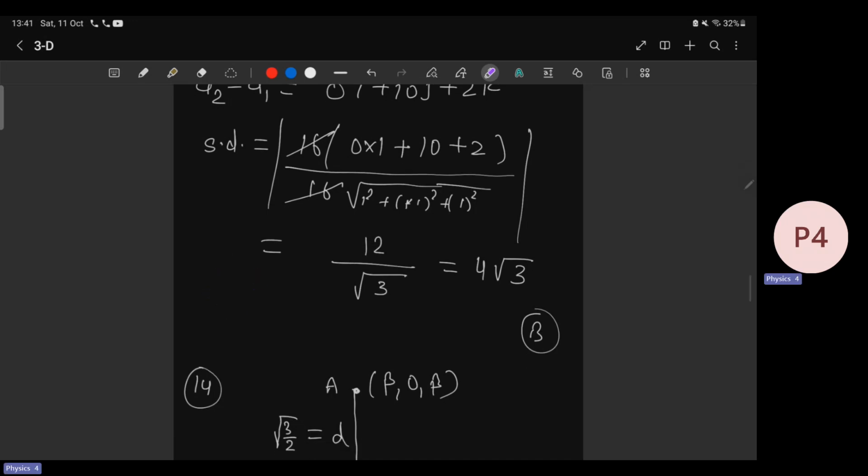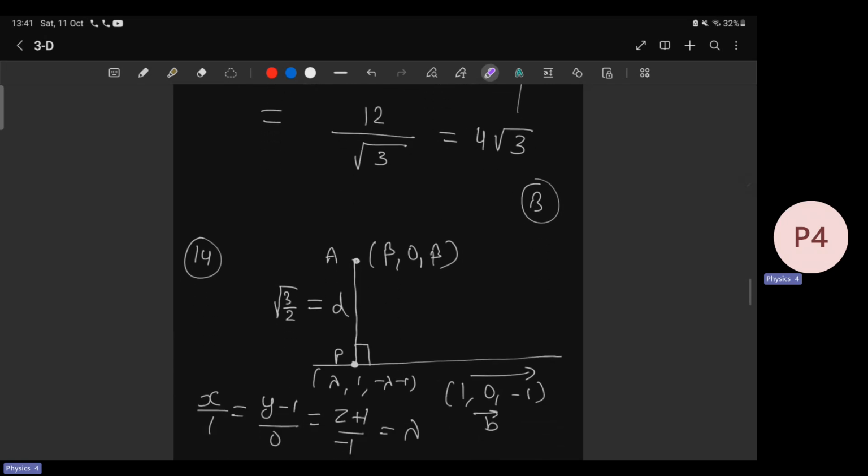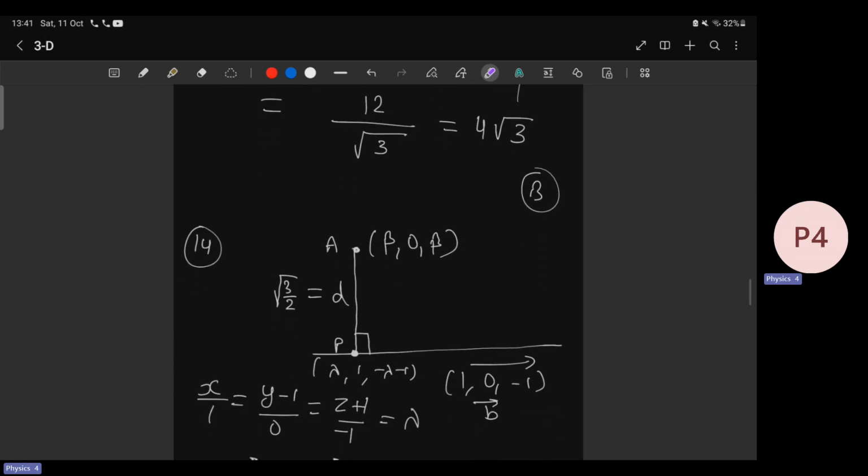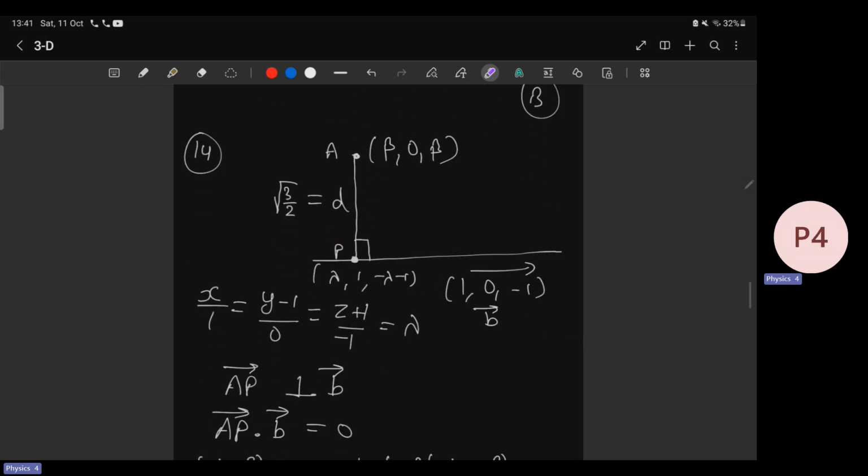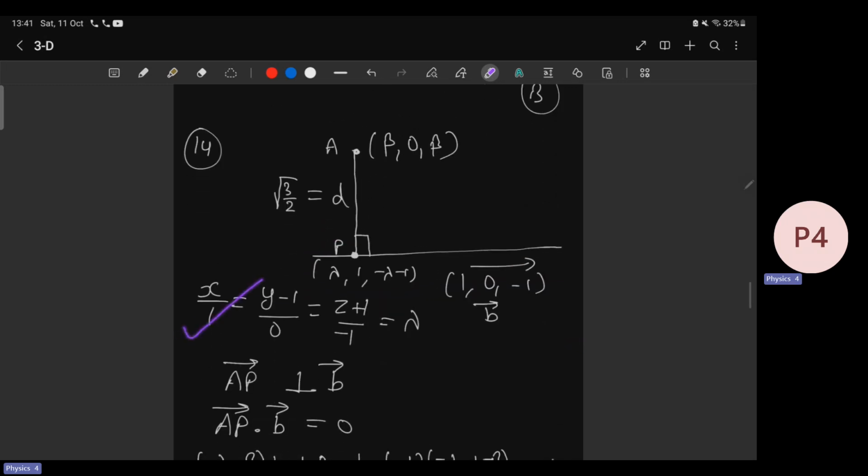Now question number 14. If the length of the perpendicular from the given point to this line is root 3 by 2, the perpendicular distance is given. So we can easily apply the formula. First we will write a point on the line in parametric form. This can be written as lambda, 1 minus lambda, minus 1.